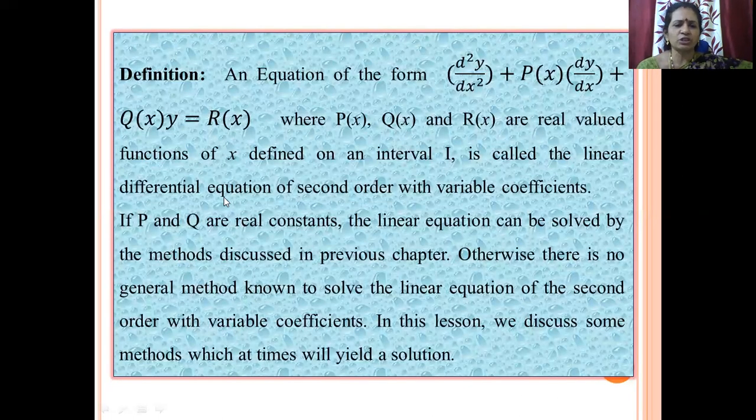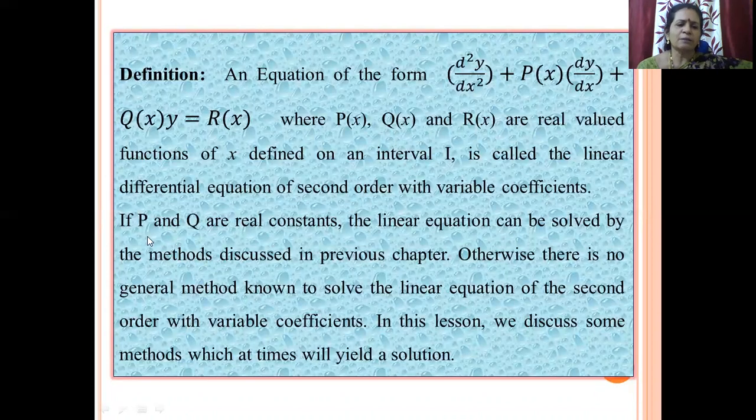Coming to another definition, an equation of the form, that is, a second degree differential equation, d square y by dx square plus p of x into dy by dx plus q of x into y is equal to r, where p, q and r are real valued functions of x defined on an interval I, is called a linear differential equation of second order with variable coefficients, right?